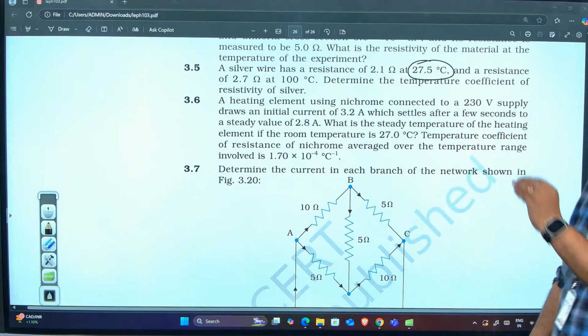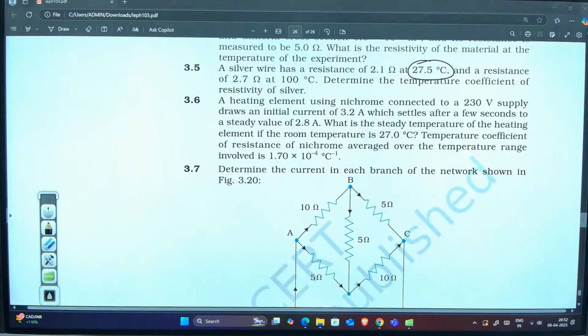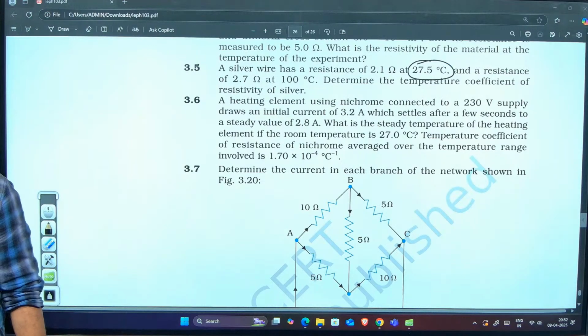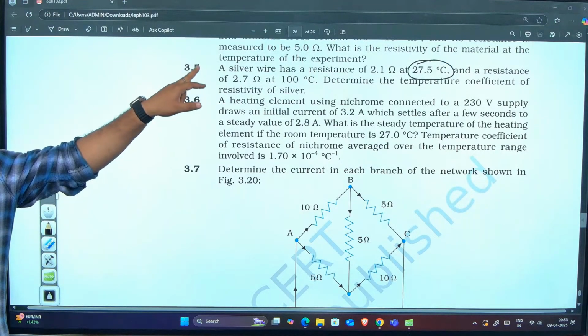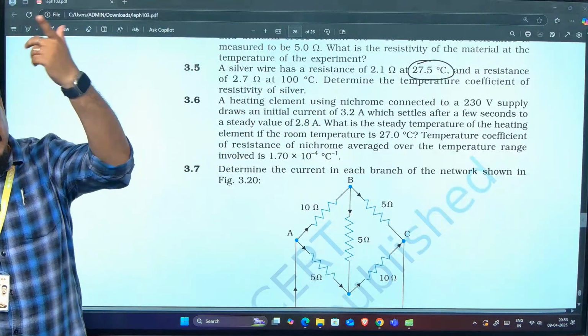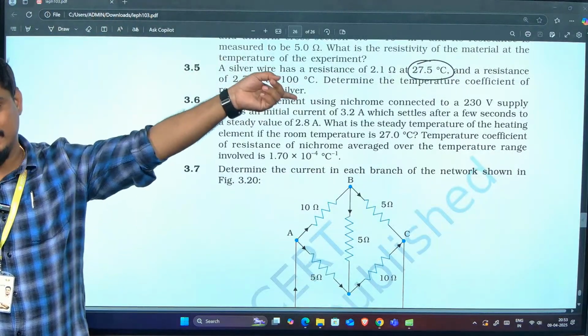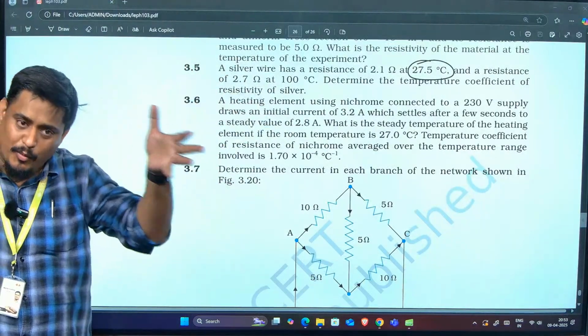But in the same question, if they say a silver wire has a resistance of 2.1 ohm at 5 degrees Celsius and a resistance of 2.7 ohm at 100 degrees Celsius, and ask to determine the temperature coefficient, then if you take T naught as 27.5, you won't get the answer. Then what will you do? How will you solve the question? Yes, you take RT as this value, R as this value, T as 27 and find the value of R for that. And once again, we have to take a new equation with a new value. From both the equations, you will get the answer.